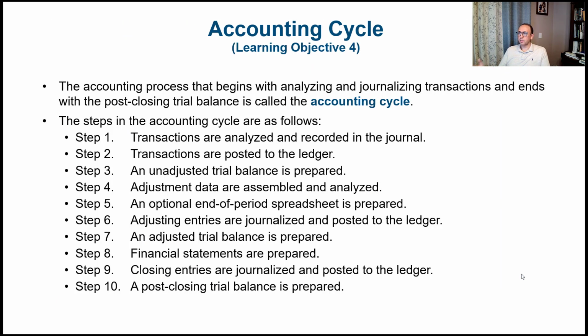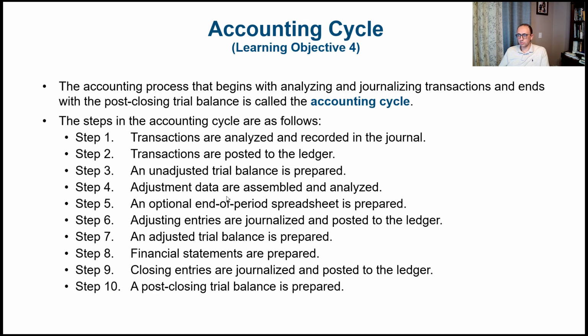So to summarize, the accounting cycle goes through 10 steps. Okay, so these steps, we call them the accounting cycle. And they start with analyzing and journalizing all the way to preparing the post-closing trial balance. So just to refresh your memory, the first step, we analyze and record the transactions in the journal. The second step, we post the transactions to the ledger. The third step, we prepare the unadjusted trial balance, which is the first form of trial balance.